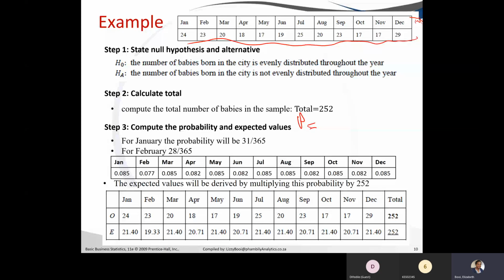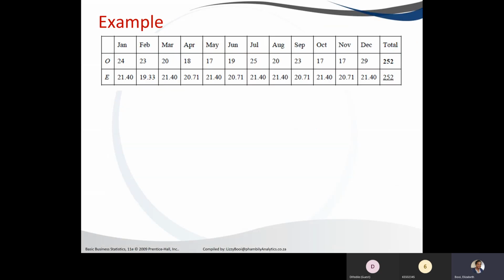April has 30 days. Oh, I kept on saying March has 30 days. March has 31 days. April has 30 days. So April, June, September, November, they have the same days. So I can just calculate for April and then take all the values for the other months as well. And then I have my expected value.